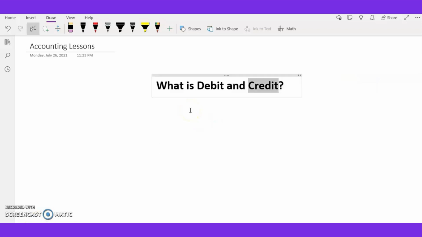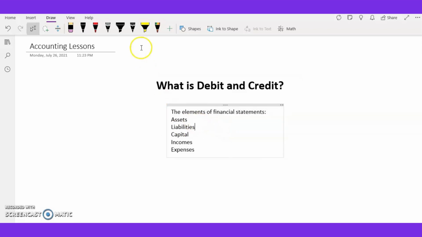So let's just get to the point right away. Let me just write the elements of financial statements. Well, there are 5 elements of financial statements, including the assets, the liabilities, the capital. I hear you say incomes and expenses. Well, right. So these are the elements of financial statements, and I've heard so many students saying that the increase in assets is debit and the increase in liabilities is credit.